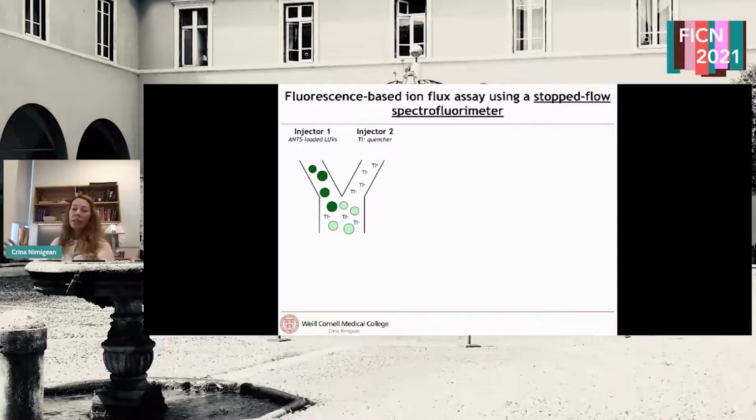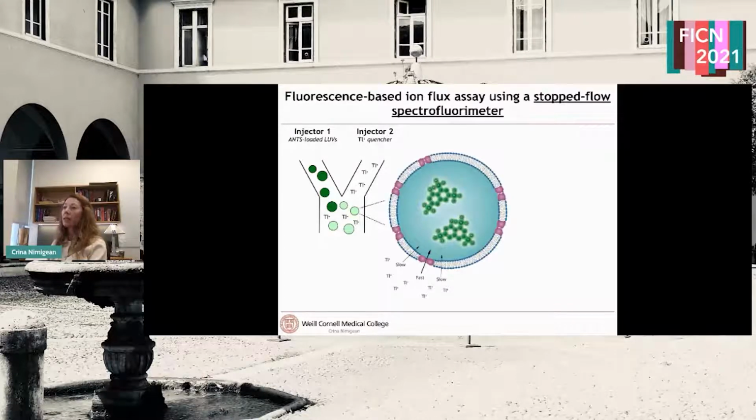So does this channel inactivate? Right, so if I've shown you an inactivated channel, I need to show you that this channel inactivates, right? So what we did for getting at the function of this channel and seeing whether there is inactivation going on, we did a fluorescence-based ion flux assay using a stopped-flow spectrofluorimeter. So the way we do this is we take liposomes and we incorporate them with MthK channels. So those are the purple things you see here on the membrane.